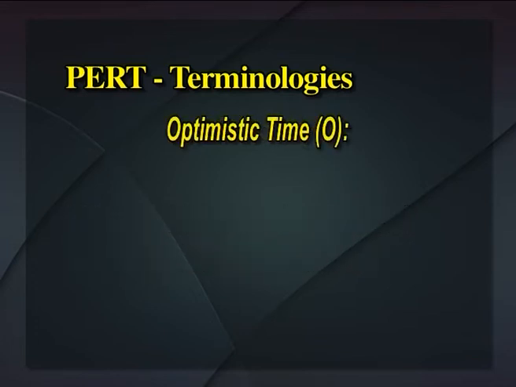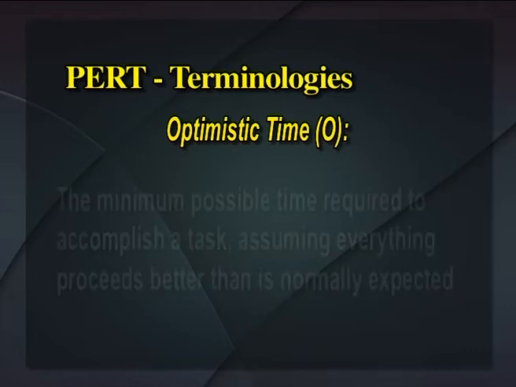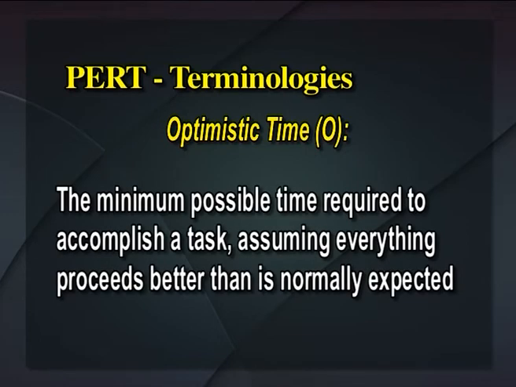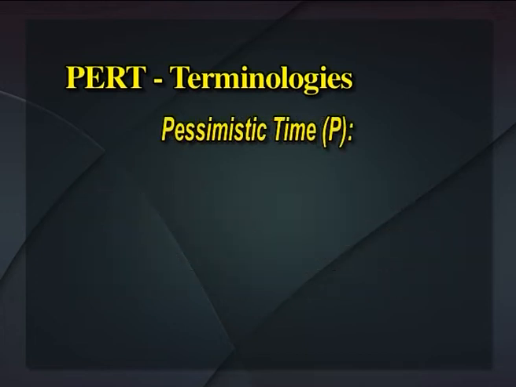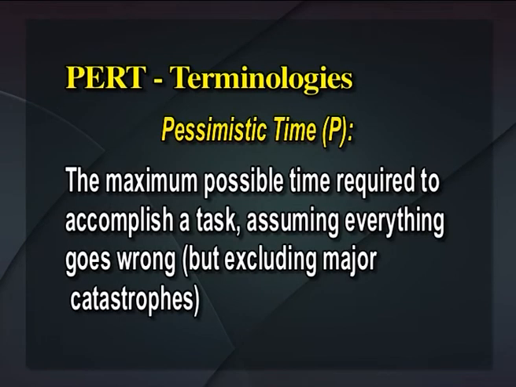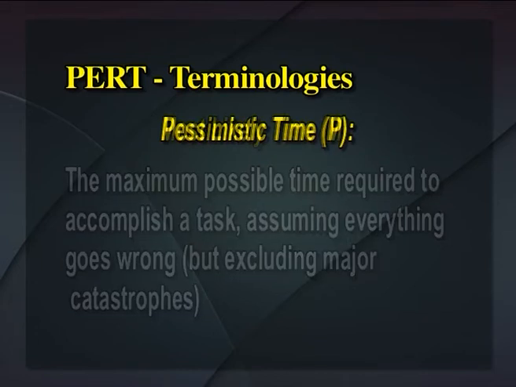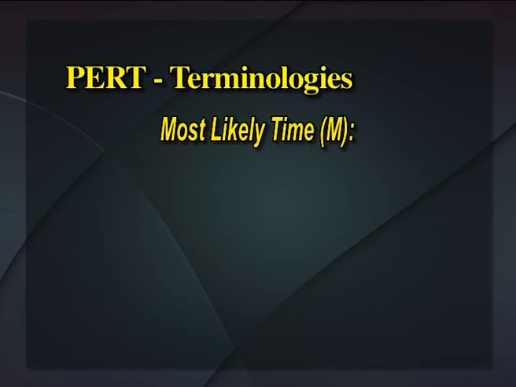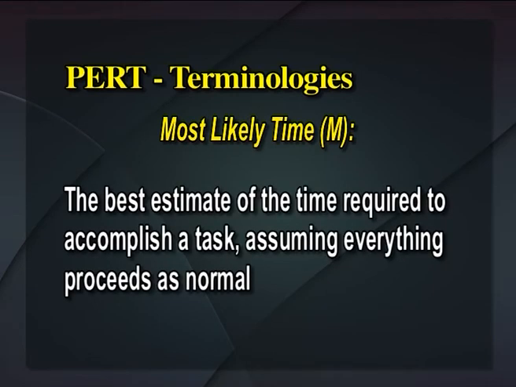Next is the optimistic time, denoted by O. The minimum possible time required to accomplish a task, assuming everything proceeds better than is normally expected. Pessimistic time, denoted by P. The maximum possible time required to accomplish a task, assuming everything goes wrong but excluding major catastrophes. Most likely time, denoted by M. The best estimate of the time required to accomplish a task, assuming everything proceeds as normal.